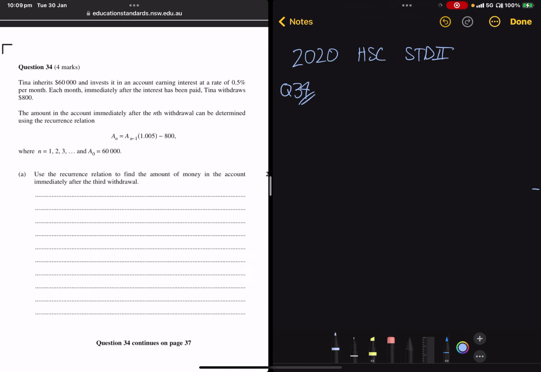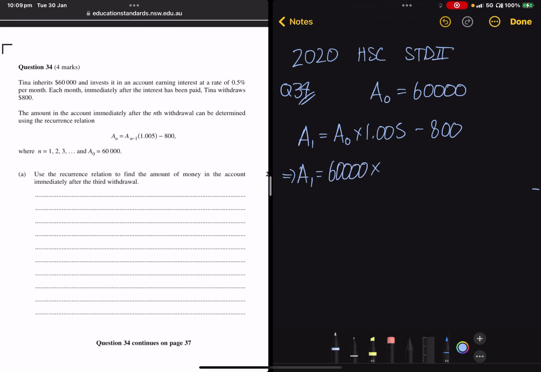So we just need to use this formula 3 times. A1 is equal to A0 times 1.005 minus 800. A0 is the amount initially, so this is 60,000. So we get A1, the amount after the first withdrawal, is 60,000 times 1.005 minus 800. So this gives us 59,500.